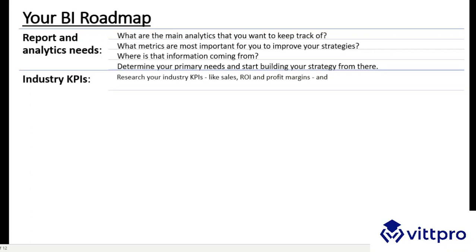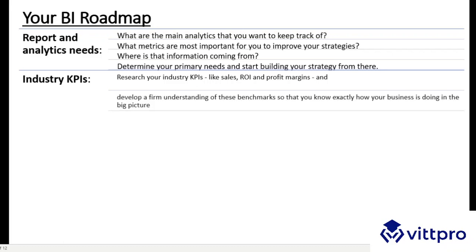And then you will need to research the industry KPIs like sales, ROI, profit margin, because you need to benchmark, right? You may have your analysis, you may have your reports, but how you're going to compare that is good against what? So you may need to have your industry KPIs, and then based on your own understanding of your company objective, you may need to determine your own benchmarks or your own KPIs against which you are going to measure your performance.